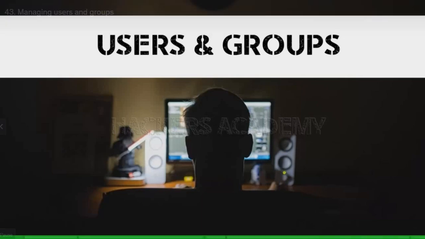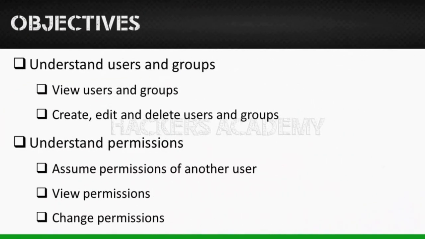Just like any operating system, you need to have the ability to add users, add groups, remove groups, or edit users and groups. And Linux is no different from any other operating system. In this section, we're going to understand how users and groups work, how we can see what users and groups exist on a system, how we can create, edit, and delete users and groups, and then we're going to move into understanding permissions. What are the permissions that are relevant to each user and group, how we can view them and change them.